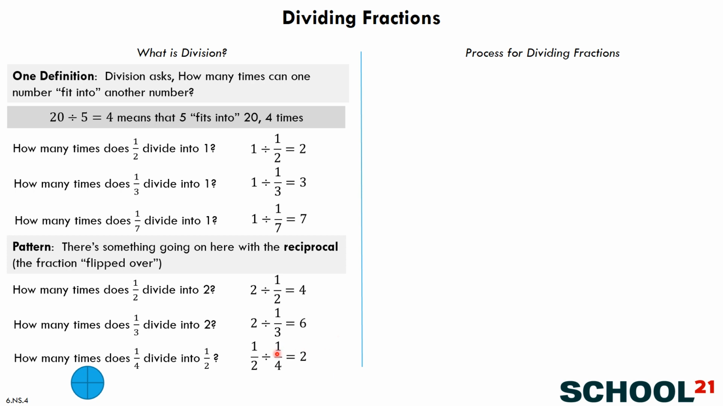Okay, so let's take the reciprocal of that 1/4 and rewrite it and make it multiplication. So 1/2 times 4/1, and that equals, you multiply the 1 times the 4 to get 4.